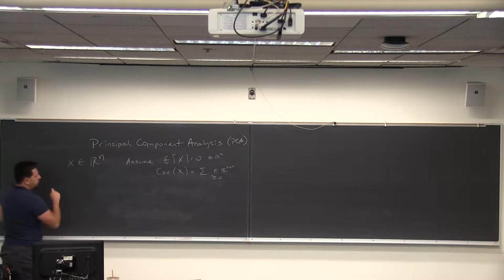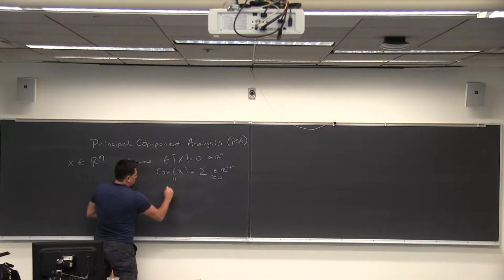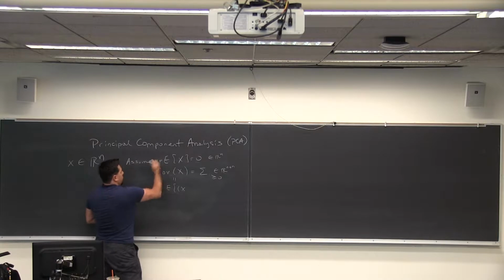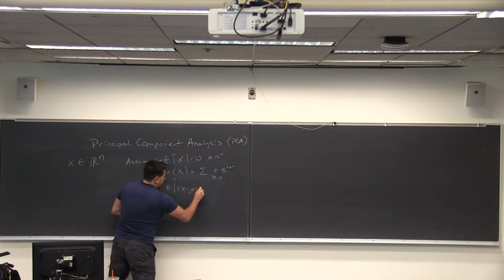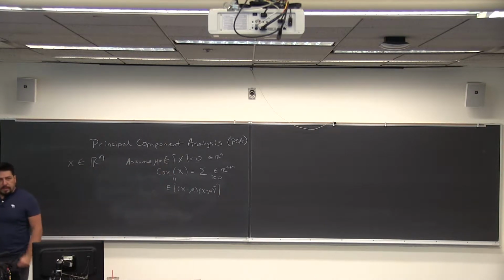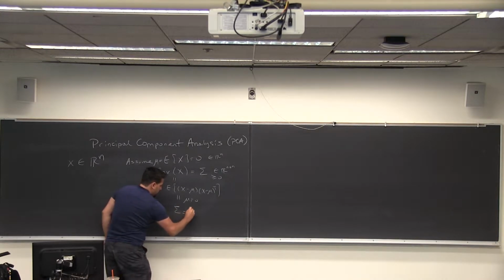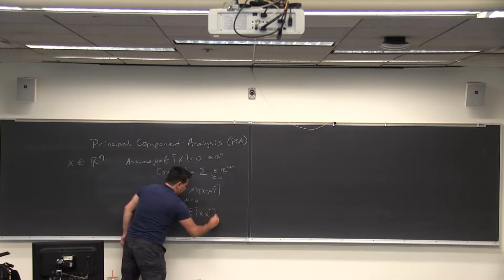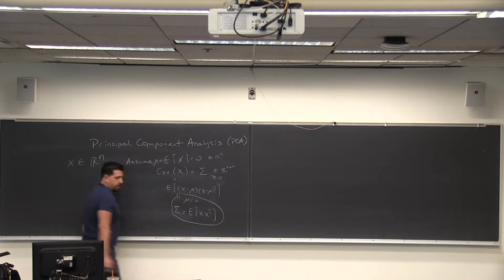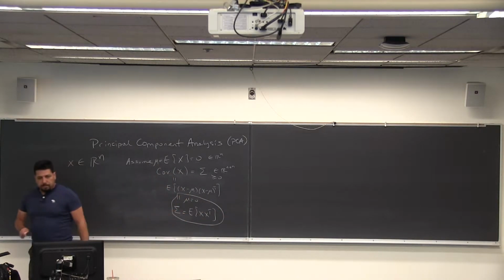So remember, covariance is equal to the expected value of, let's call this mu. So covariance is the expected value of x minus mu, x minus mu transpose, this quadratic term, right? And when mu is equal to 0, according to this assumption, covariance becomes the expected value of x x transpose. Okay, so we'll make use of this.